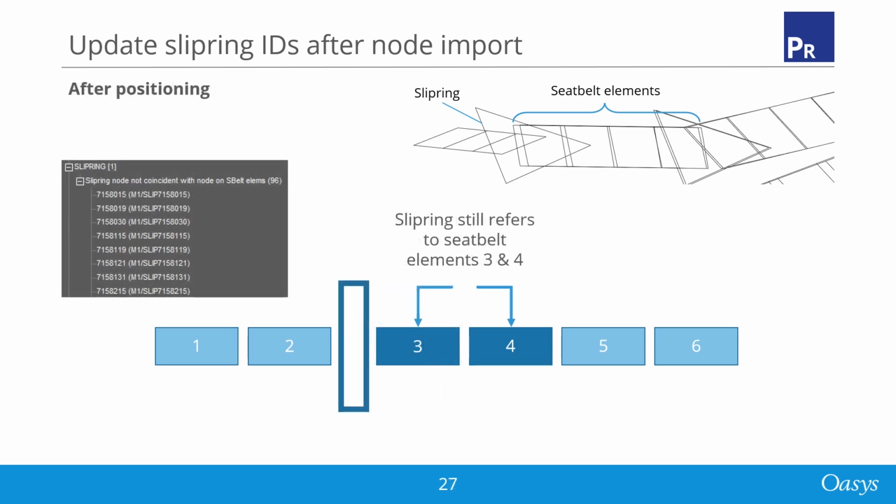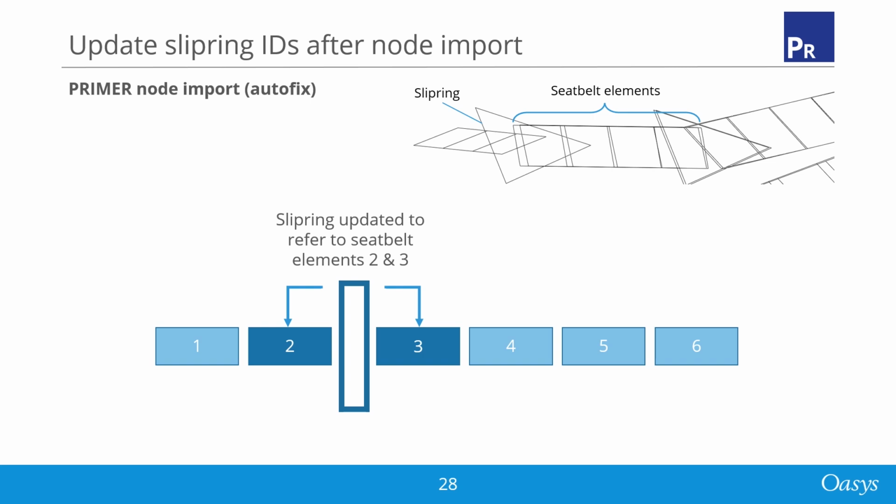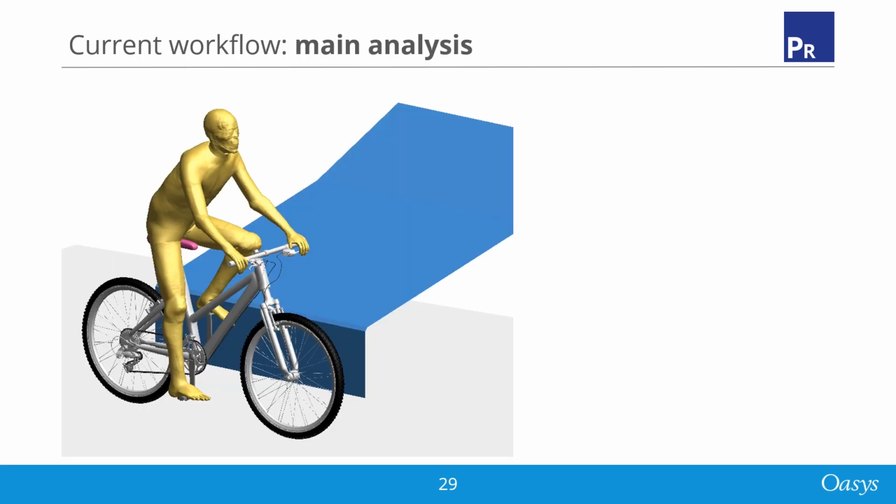So what happens during positioning is that the seatbelt elements pass through the slip rings, which means that the slip ring will now refer to the wrong element IDs. So for the final position, the slip ring definition has to be updated to account for the new seatbelt elements, now on either side. Primer now has an option to automatically do this. Once the node import step is complete, the final posture from the pre-simulation run is ready for the main crash analysis.